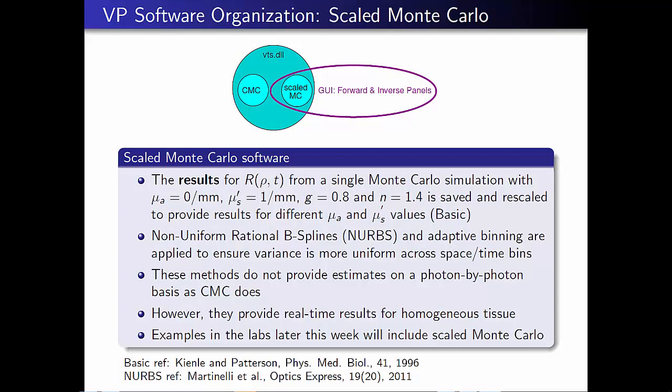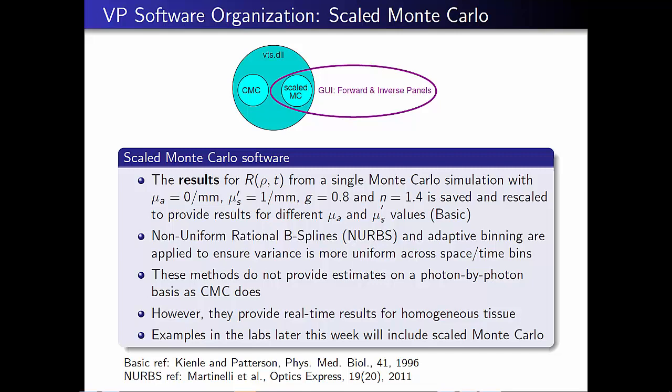So something you're going to see in the GUI today is something called scaled Monte Carlo. And I want to describe that this is a different beast than conventional Monte Carlo. What has been done here for the purposes of presenting a very quick result was initially performed by Kienle and Patterson. What you do is you take the results of a Monte Carlo simulation for R of rho and time, and they chose these optical properties, and that R of rho and time is saved. And then through weighting described in their paper, as you change optical properties, you take this and you kind of shrink and enlarge the domain, and you're able to get results for different optical properties very quickly.